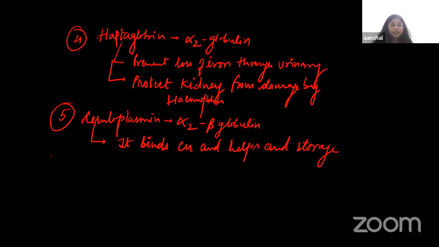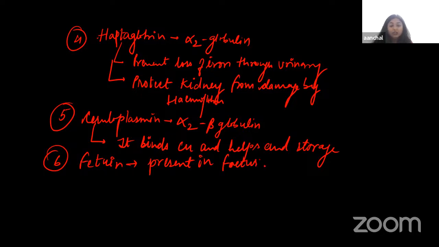Then next form we have pituin. It is present in fetus and also in newborns. It is present in fetus and in newborns, and basically it is a growth promoting protein present inside the newborns, right? It helps in the development.